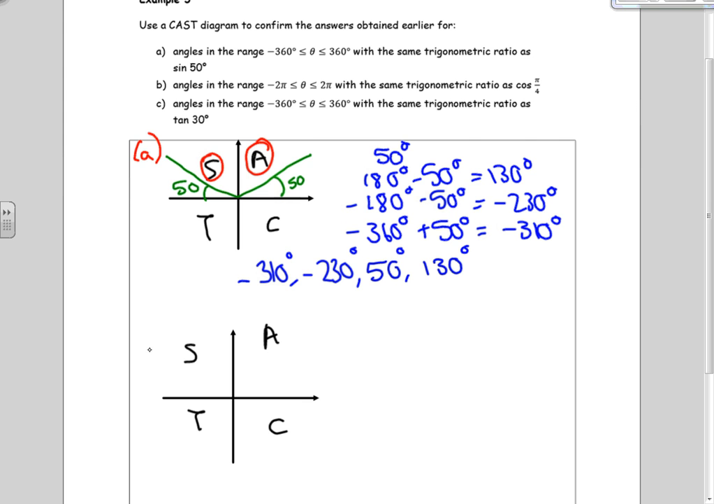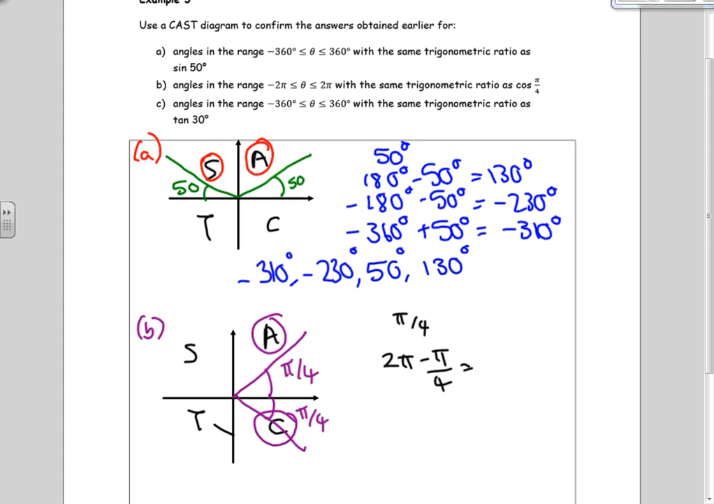So moving on to part B, this time we're using cos. So cos is positive in C and A, and we have pi over 4. So I'm going to go pi over 4 from the x-axis here, and pi over 4 from the x-axis here. So working my way around, I have 0 plus pi over 4, which just gives me pi over 4. And then all the way around here, I have 2 pi minus pi over 4, which gives me 7 pi over 4. And then working backwards, I have minus pi over 4.